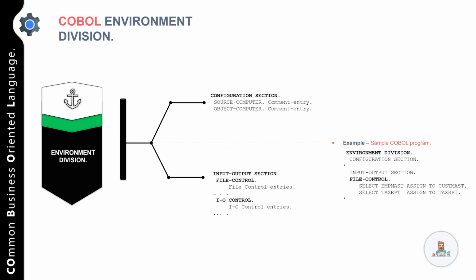And finally, here's an example of an Environment Division that I've extracted from a COBOL program, and it showcases how you can write all these different entries in your COBOL program. In this example, I've used the configuration section and input-output section, but I did not specify anything in the configuration section. In fact, I've specified the files that I'll be using in my program in the input-output section, file control paragraph.